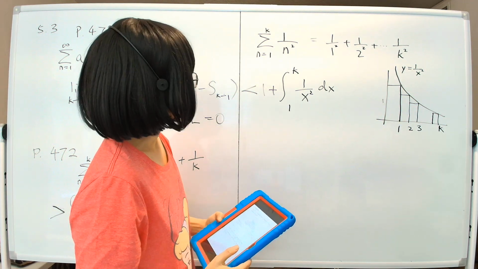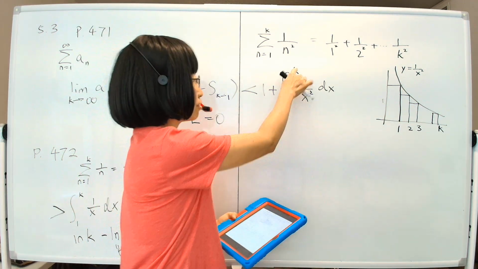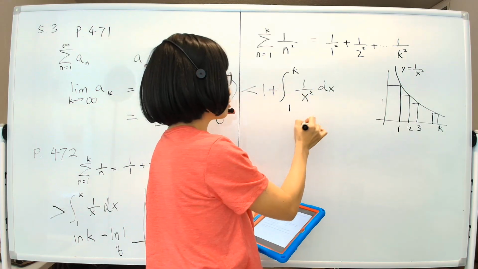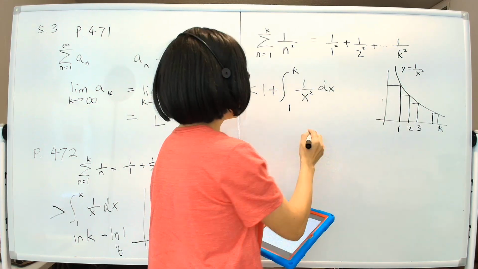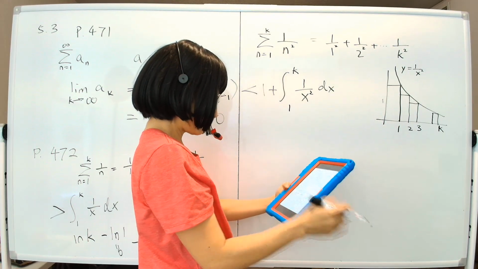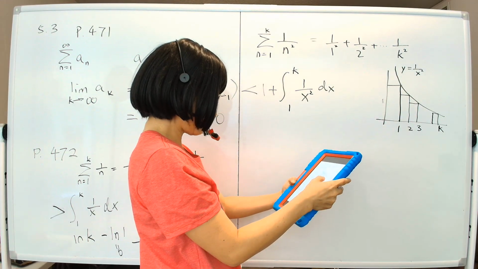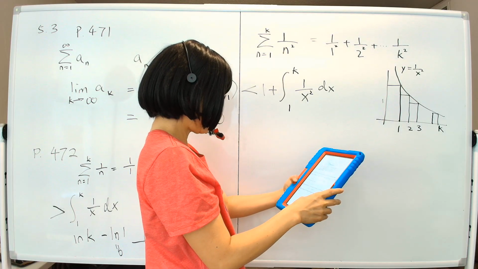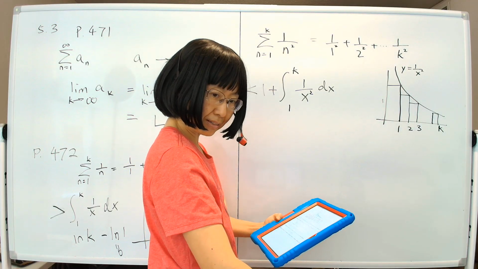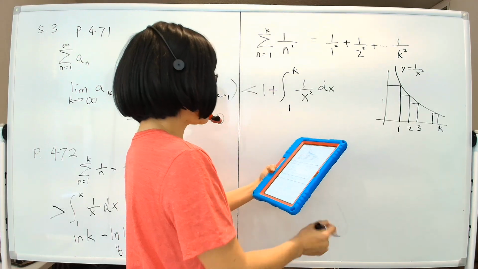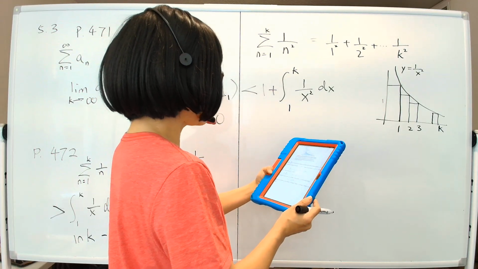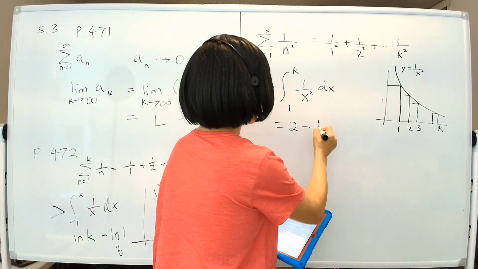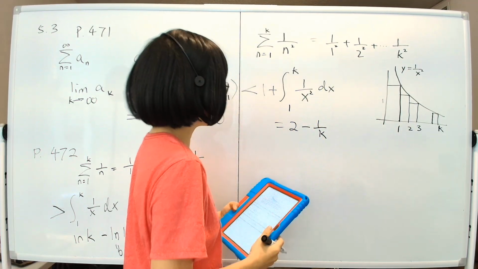And then the next thing we notice: what is the integral of 1 over x squared? We know that it is integrable. So we integrate it and apply the power rule and all that stuff. When we're done, it equals 1 minus 1 over k. See, a quick simple integral.